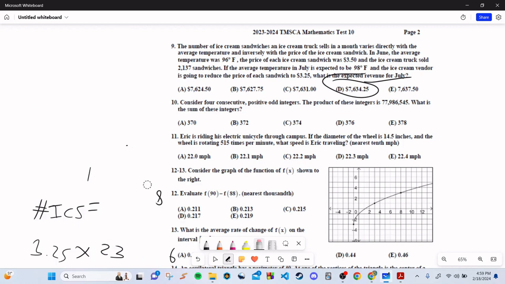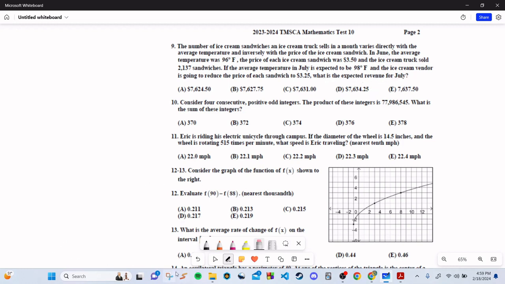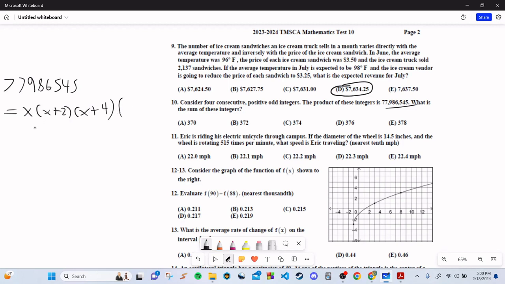Okay, so now we're on the 10th problem. We're going to be summing 4 consecutive positive odd integers. Gives us the product. What's the sum of these integers? That's pretty easy, so we can just type this in our solver. We're going to set it equal to x times x plus 2 times x plus 4. I'm separating these by increments of 2 because that's how odd numbers are separated. So these would be our 4 integers.